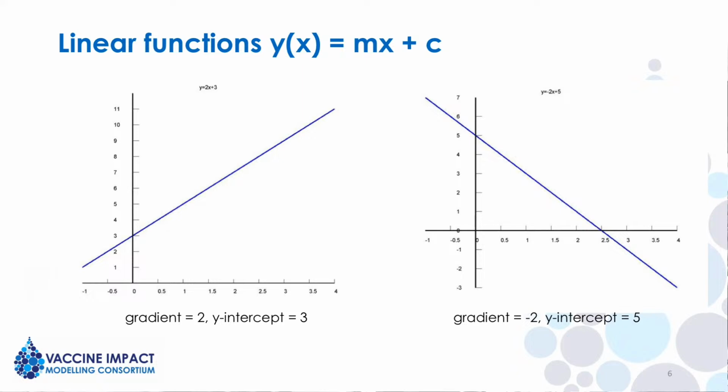On the flip side, over here, we've got y is equal to minus 2x plus 5. So the gradient is negative, it's going down. That's why it looks a little bit different. Our y-intercept, so when x is equal to 0, y is equal to 5. Okay. Hopefully, all fine and relaxing.